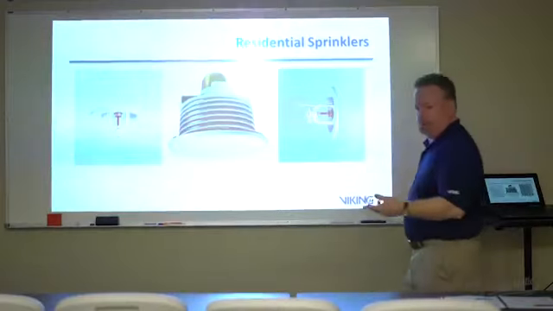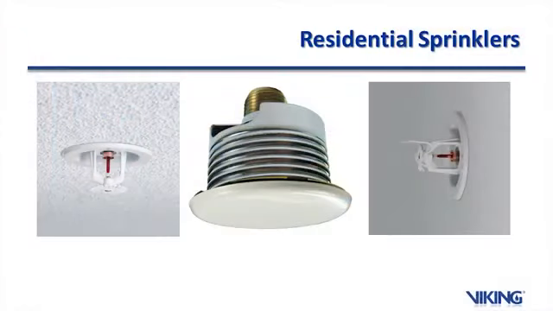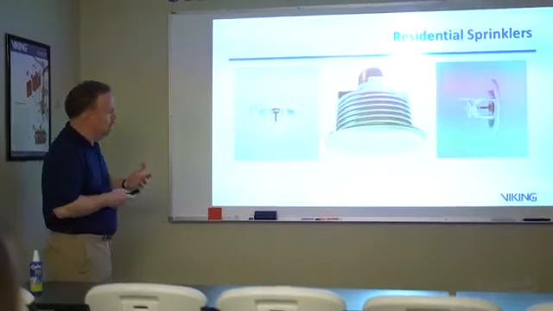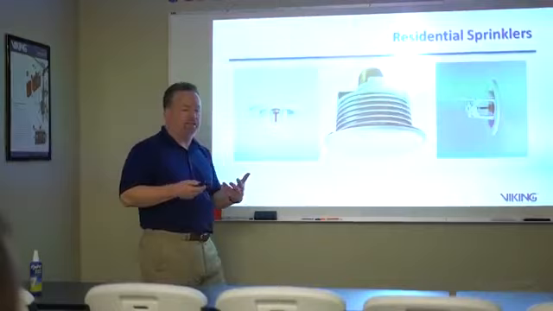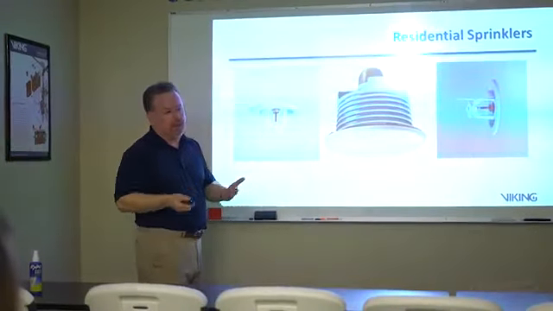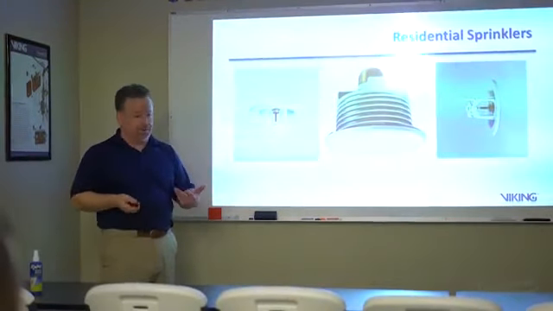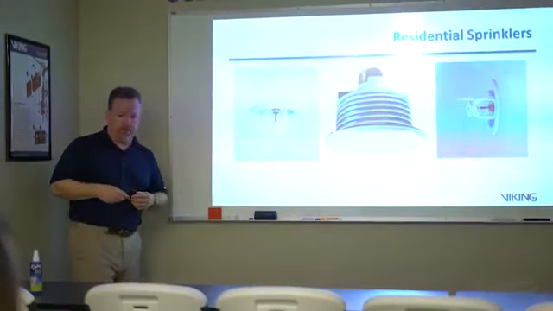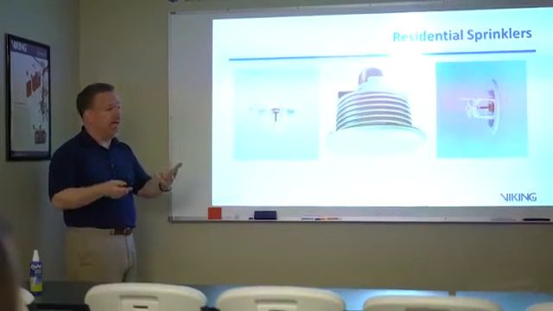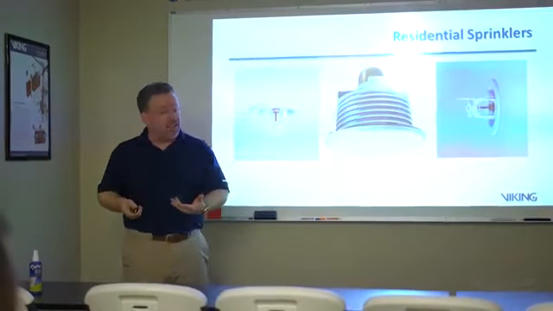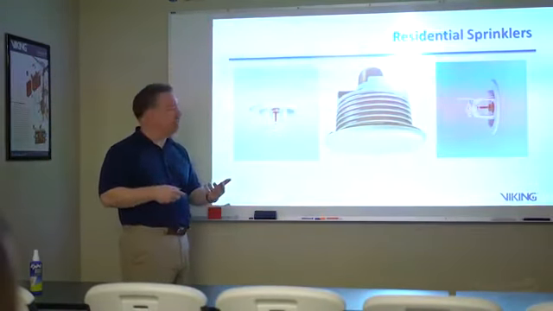Now we get into residential. Residential sprinklers, or the concept of protecting residential occupancies, came along in the mid to late 70s. We started to see that one of the greatest losses of life in fires was occurring in residential occupancies, single-family residences, apartment buildings, and things like that. They weren't being protected with sprinklers. So the challenge here was to develop a sprinkler that could be installed relatively inexpensively in a residential occupancy.